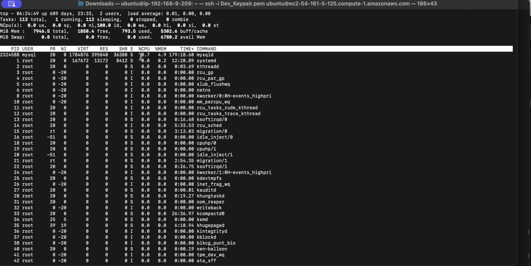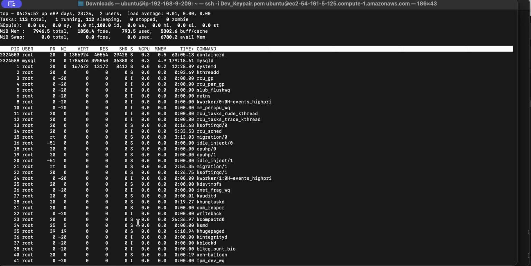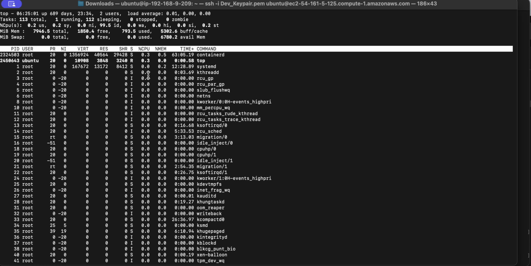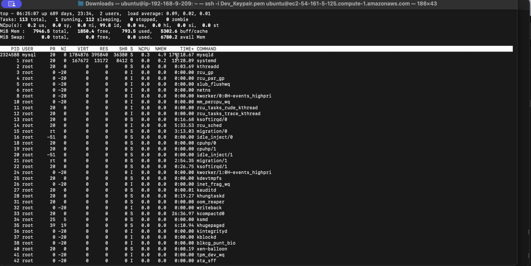So these states: R is for a running process, something which is running or runnable, which can get run. S is interruptible sleep. Interruptible sleep means it is in sleep mode, but it can get interrupted when there is an event.